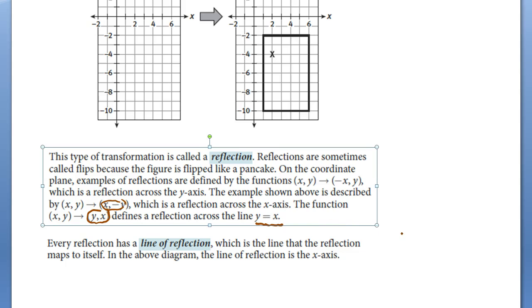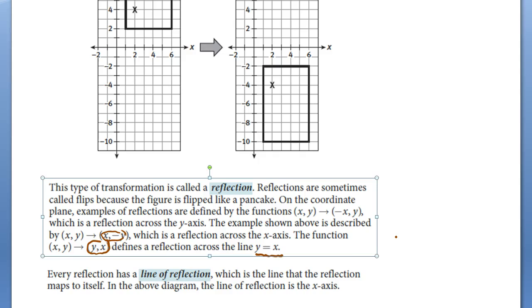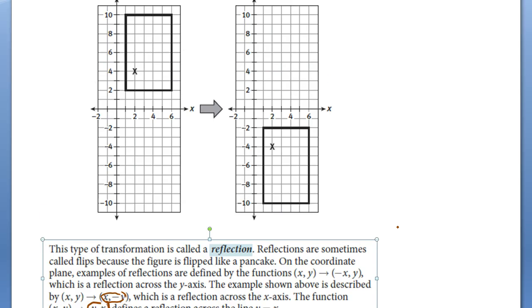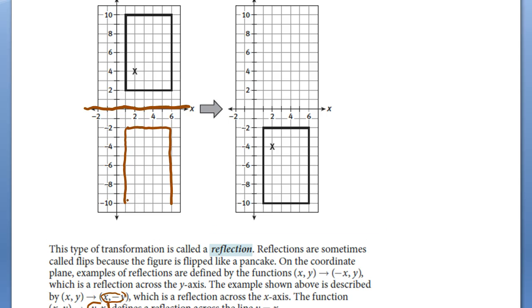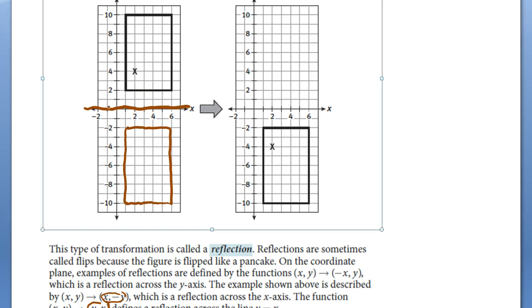Every reflection has a line of reflection, which is the line that the reflection maps to itself. In the above diagram, the line of reflection is the x-axis. Think of it like this. We have this original rectangle filled with band members. Here's the x-axis. I'm drawing it in brown. And then that rectangle is reflected over the x-axis and ends up here. So the x-axis in that case is called the line of reflection. It creates a vertical flip of a figure.